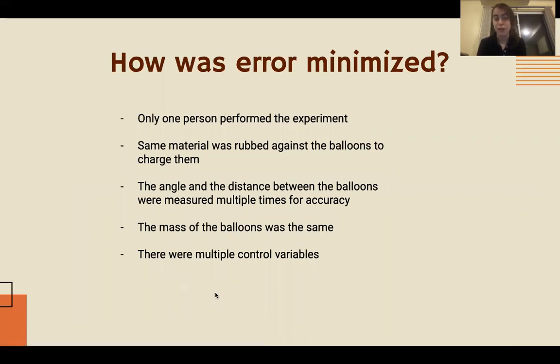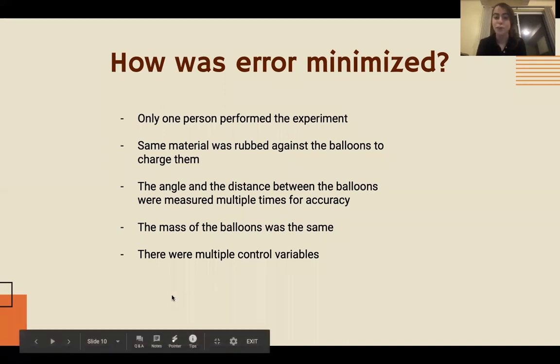So how did we minimize error in our experiment? Only one person actually performed the experiment, and the same material was rubbed against the balloons to charge them. This reduced the human error a little bit. We also measured the angle and the distance between the balloons, as well as the mass of the balloons, multiple times to ensure accuracy. Also, there were multiple control variables throughout our experiment.